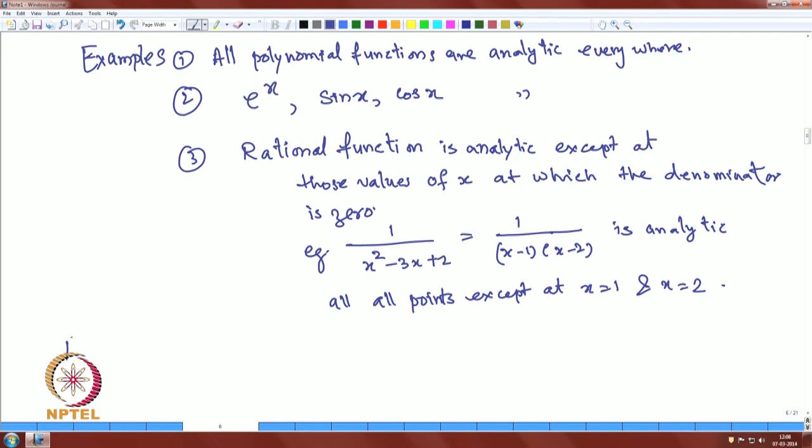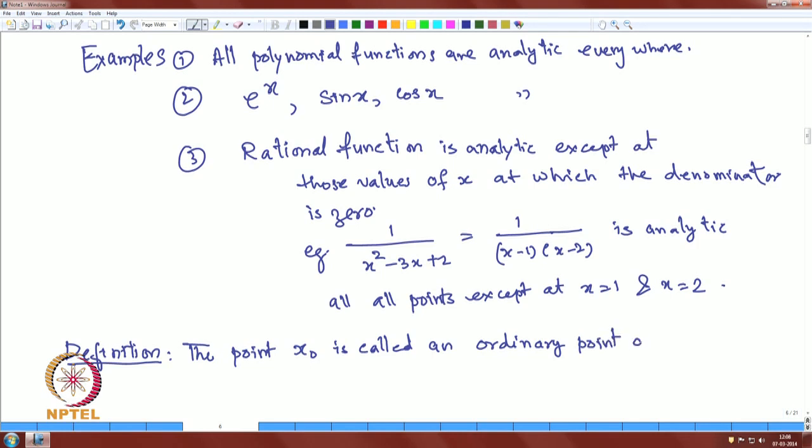Now, another definition is that of an ordinary point for a differential equation. Definition: the point x 0 is called an ordinary point of the differential equation, if the differential equation is in the normalized form, call it 1: y double prime plus p 1 x y prime plus p 2 x y is equal to 0.